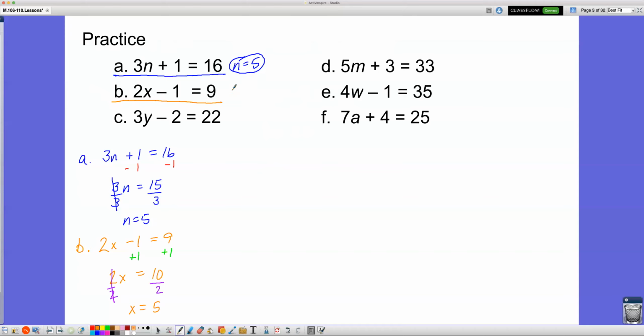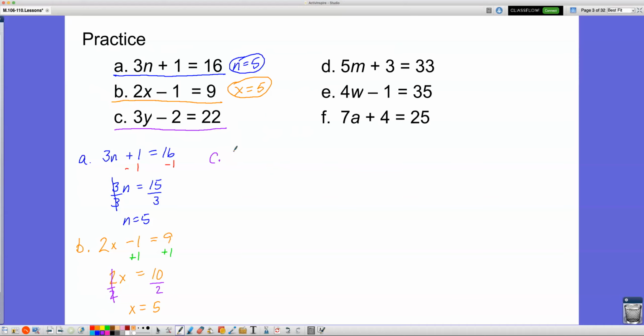Look at that, same answer as what we had up here, but x is the letter that they used for that value. x equals 5. Plug it back in. 2 times 5 is 10, minus 1 would be 9. So you'd be correct if you answered it that way. All right, let's do letter C. Go ahead and do that on your own. 3y minus 2 equals 22.